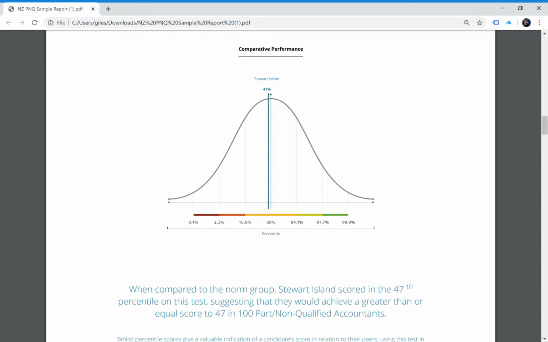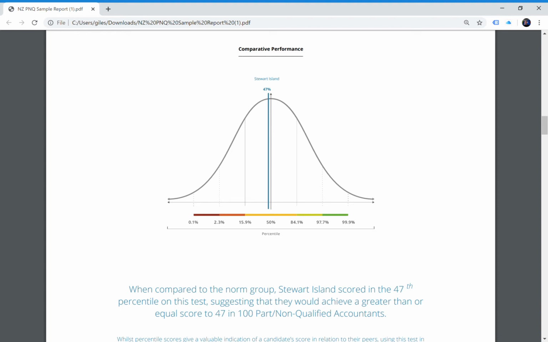So the average group for part qualified accountants will be between, say, the 35th and the 65th percentiles. This is not about a pass-fail mark, it's not about a percentage grade for an exam, it's simply a comparison to all the other people who have completed the test, and gives you a good idea as to where your candidate sits in comparison to the technical knowledge of others with a similar level of experience.